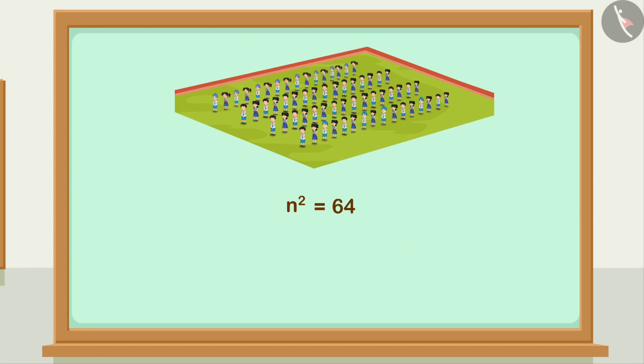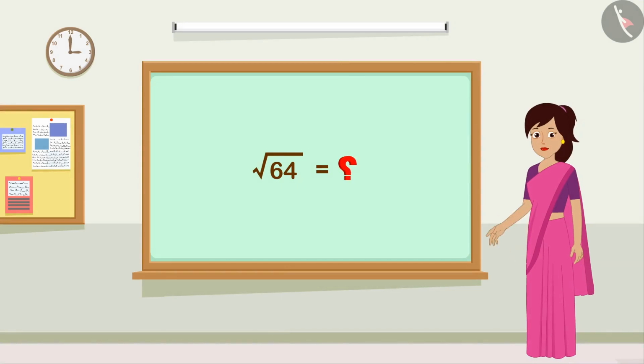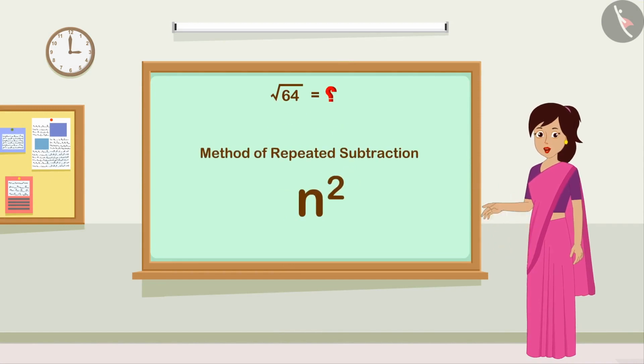Now we will go back to our first question. Here we have to find the value of n whose square, that is the square of n, is equal to 64. That is, we need to find the square root of 64. We can find the square root by several methods, but in this video, we will use the method of repeated subtraction.